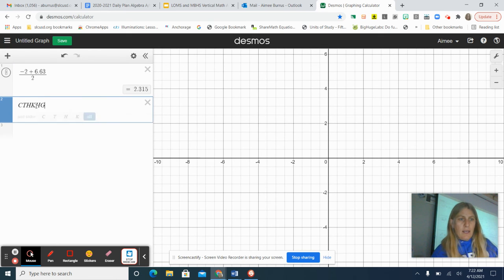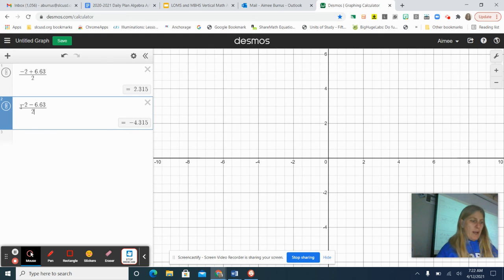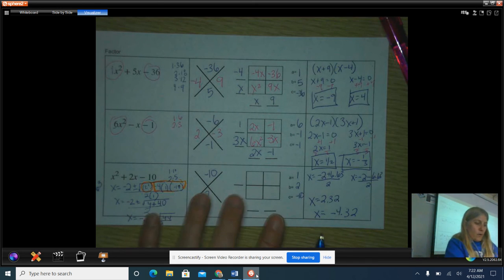And let's see if I got that. No, I did not. Here we go. So we're going to copy, Control C. It's thinking about doing it. I'm just going to type the whole thing in. Negative 2 minus 6.63 all divided by 2. And so these are my 2 answers. We have x is equal to 2.32 and x is equal to negative 4.32. So these are our 2 roots.